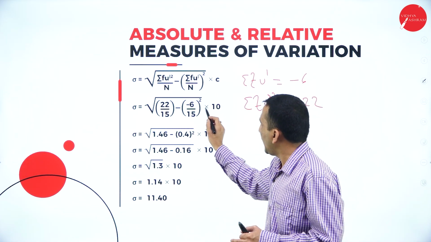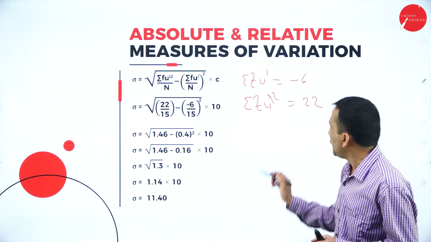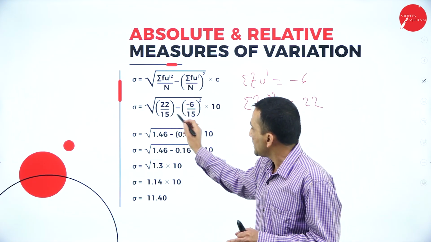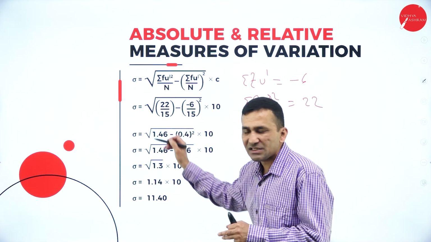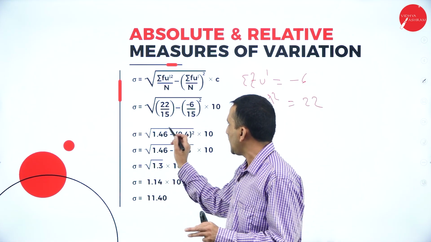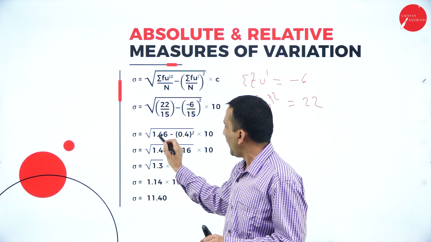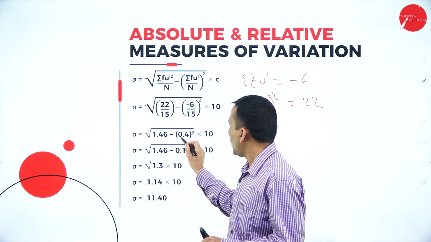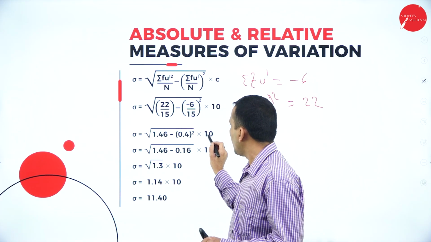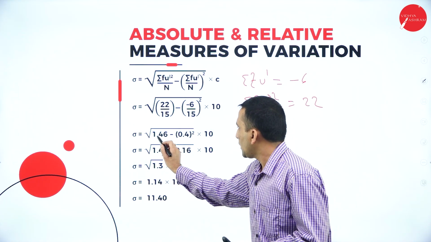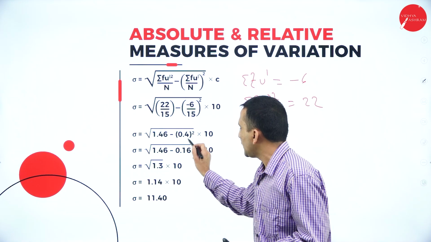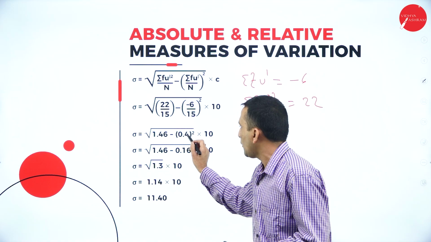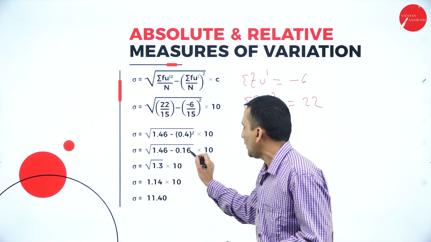Then you have to take the C, because when you are writing u dash, you always need to consider C. The formula, whatever is required, all the information, step by step. If you simplify, you are able to get the standard deviation. Here 22 divided by 15, if you divide, 1.46. Minus 6 divided by 15, if you do, 0.4, to the square, now into 10. First you have to simplify this one, you have to take the square. So as it is, I am writing 1.46 minus 0.4 into 0.4, 0.16 I am getting.